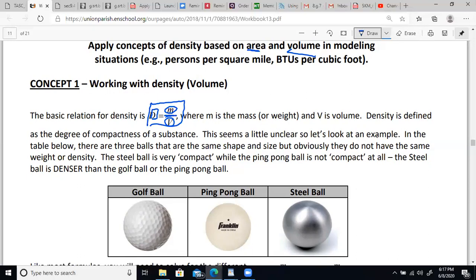Let me turn my phone off, it was going off there. There we go. So let's look at an example. Again, there are three balls with the same size and shape, but obviously they do not have the same weight or density. The steel ball is very compact, so that's what they mean by compact. It's not very hollow. The ping pong ball is not compact at all. It's completely air inside. So we would say the steel ball is denser than the golf ball or the ping pong ball.